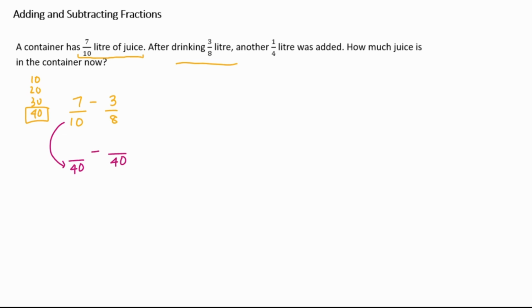So make 10 into 40, we've multiplied by 4, so 7 times 4 is 28. To make 8 into 40, we've multiplied by 5, so 3 times 5 is 15. 28 take away 15 gives us 13 over 40. So after drinking 3/8 of the litre, we now have 13 over 40 of a litre left.